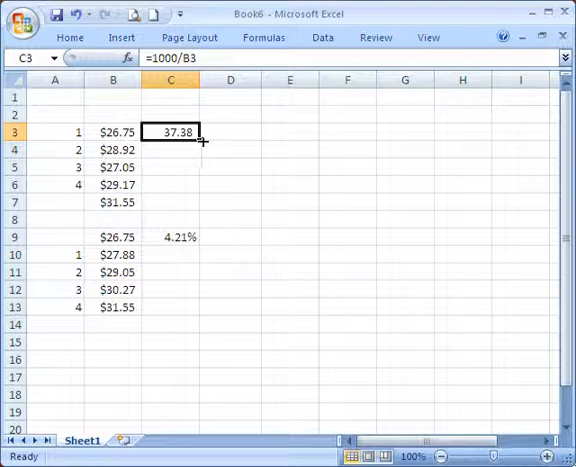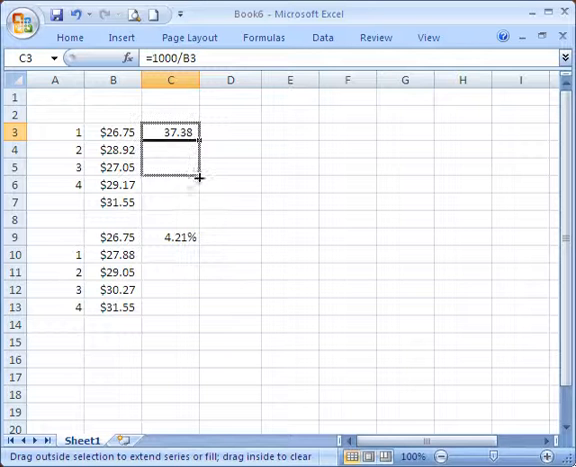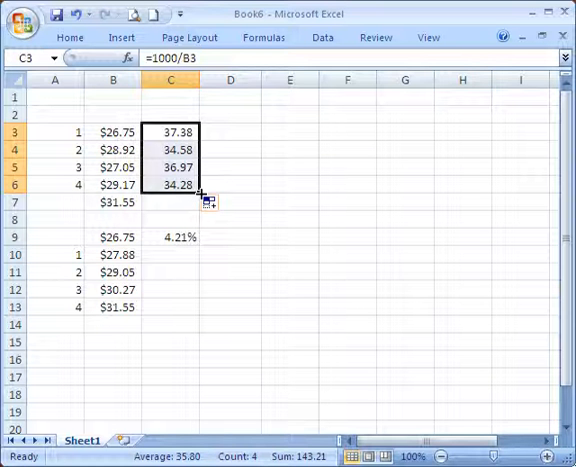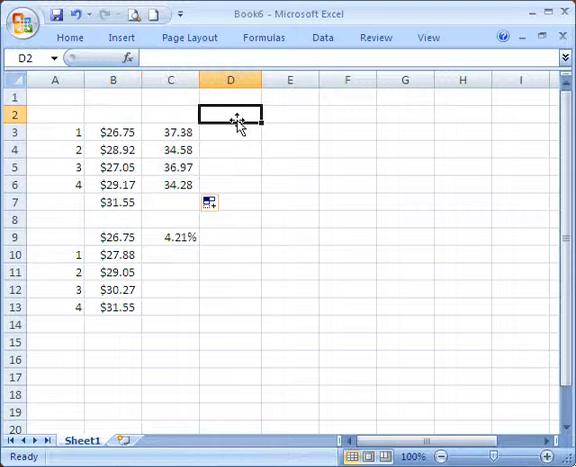In the first year we buy 37.38 shares. Here's how many we buy in each year, and notice that, for example, in the second year we buy fewer shares because the price is higher. In all, over the 4 years, how many shares do we buy?